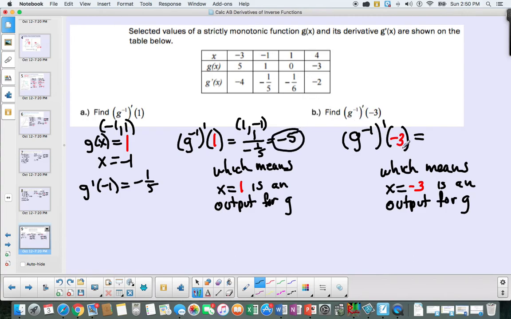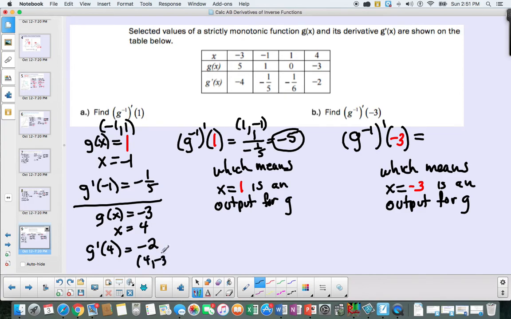Now the b part wants us to find this, so I'm going to have to go back over here, and my g of x, my output is now negative 3. So I look over here on my g, negative 3, so my x is equal to 4. I want to find g prime of 4. I'm going to go back to my table. G prime of 4 is negative 2. So this point right here is 4 comma negative 3. Over here the point is negative 3 comma 4. This will be 1 over g prime of 4, which is going to be 1 over negative 2. And there's my answer.